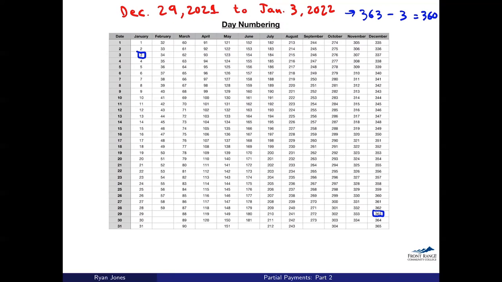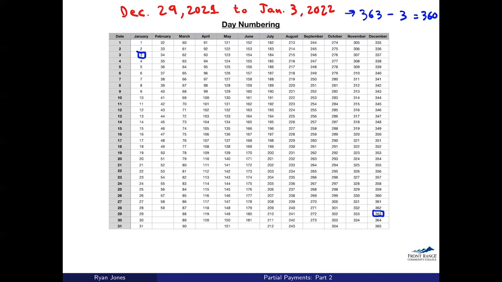But obviously, December 29th of 2021 to January 3rd of 2022 isn't 360 days. It's more like 5 actually. And you could even count that. You go 1, 2, 3, 4, 5 right there. So you could actually see that that's 5 days looking at this sheet. Well, how do I actually get that? Because I'm getting 360 here.